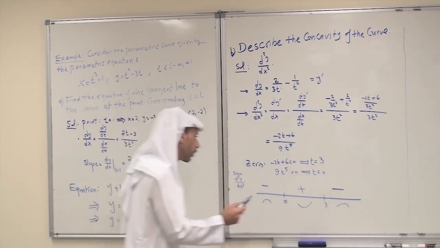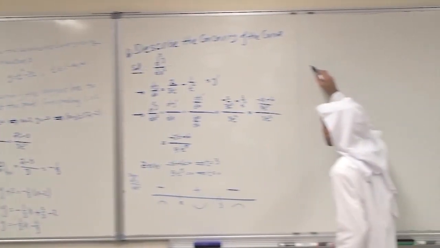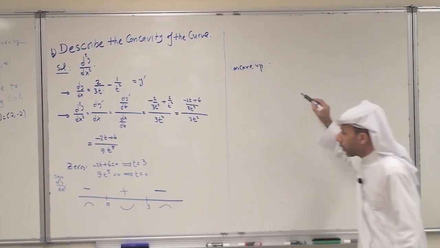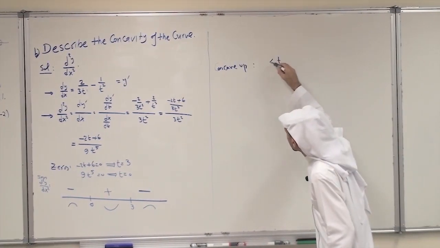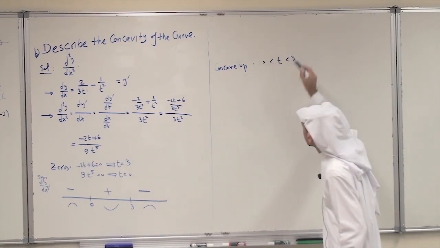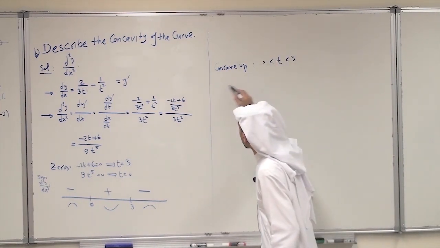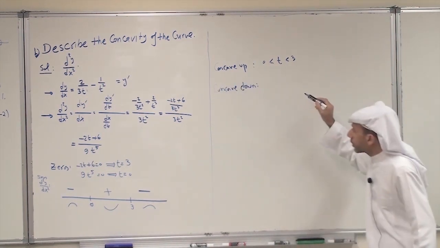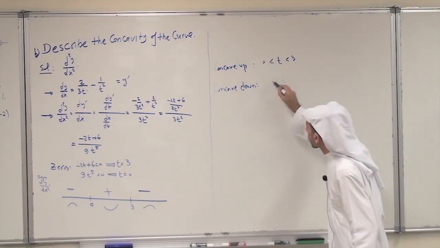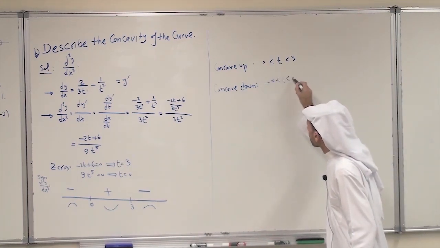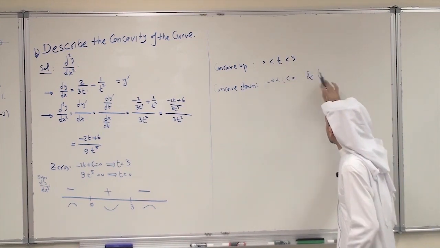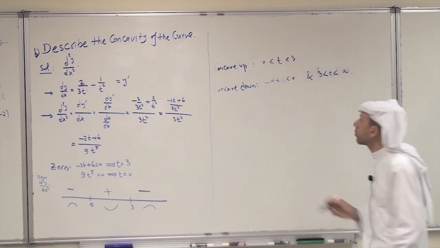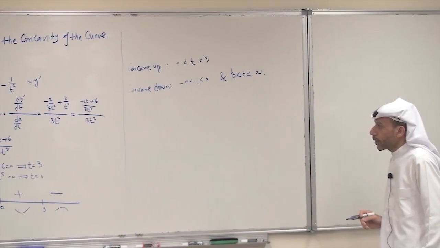So the conclusion is the following: the curve is concave up when t is between 0 and 3, and concave down when t is between minus infinity and 0, and t between 3 and infinity. That's it.